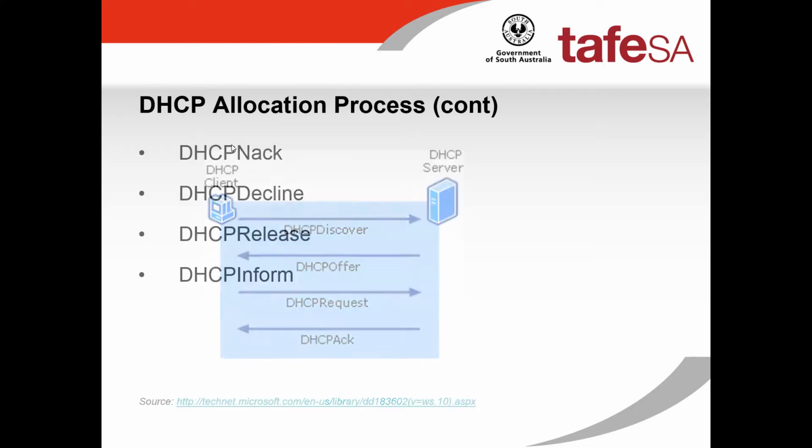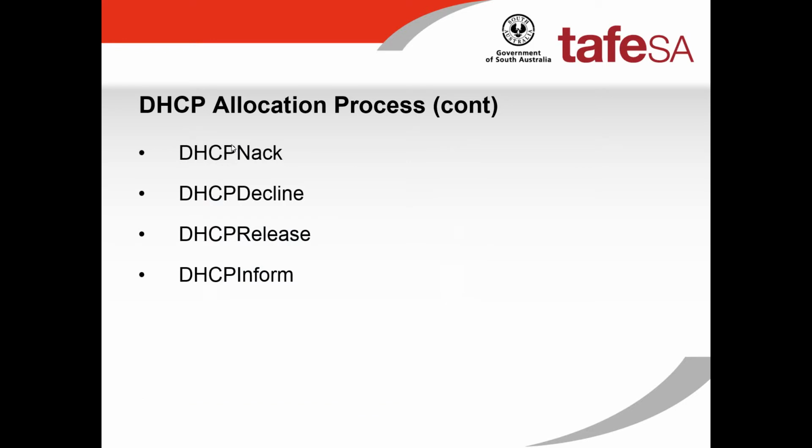time. The DHCP protocol defines a few extra commands which I won't go into detail here, but just be aware that they exist. NAK, decline, release and inform are all used for communication between a computer and the DHCP server.